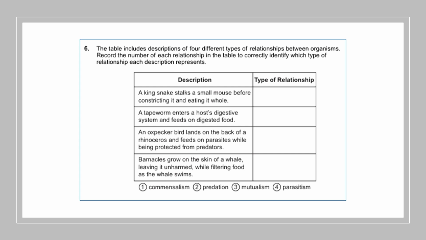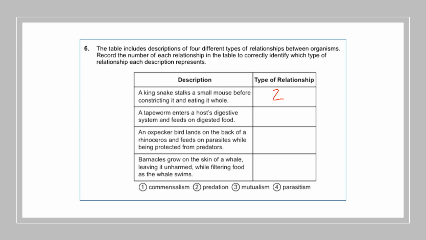Okay, the first description up here says a king snake stalks a small mouse before constricting it and eating it whole. Well, to me, this is a great example of predation, right? We've got a predator and a prey. A snake is stalking or preying on the mouse, so I think that's a great example of predation. Let's look at the next one, number 2.